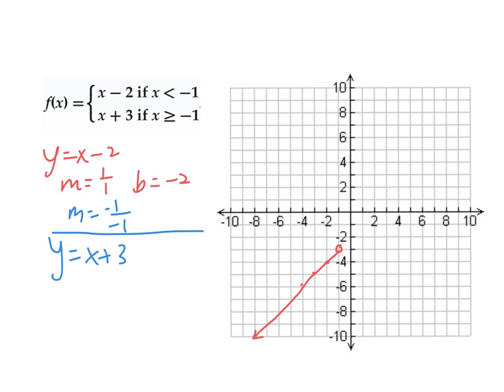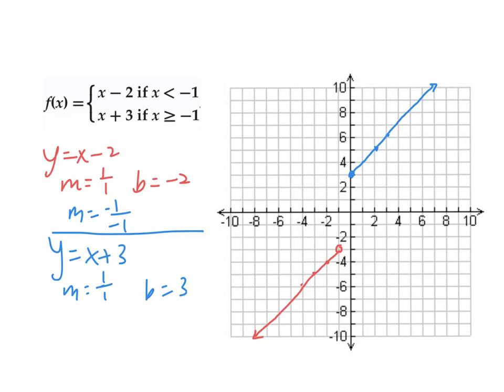What's the slope? 1. What's the y-intercept? 3. Now, so there's my slope, there's my y-intercept, so I can graph my y-intercept. Alright? Now, if I use up 1 over 1, up 1 over 1, that's going to be okay because all of these points over here are greater than or equal to negative 1. So everything on this side is greater than or equal to negative 1. So I can do that. Alright? Up 1 over 1, draw my line.